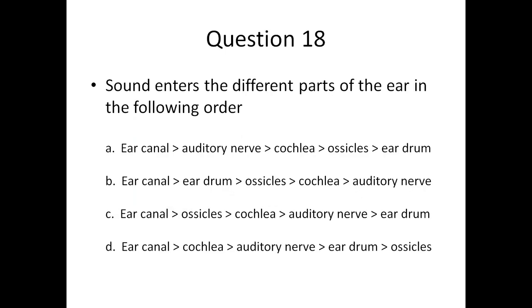Question 18. Sound enters the different parts of the ear in the following order. A, the ear canal, then the auditory nerve, then the cochlea, ossicles, and the eardrum. B, is it the ear canal, then the eardrum, the ossicles, cochlea, then the auditory nerve. C, is it the ear canal, ossicles, cochlea, auditory nerve, and then the eardrum. D, is it the ear canal, cochlea, auditory nerve, eardrum, then ossicles.